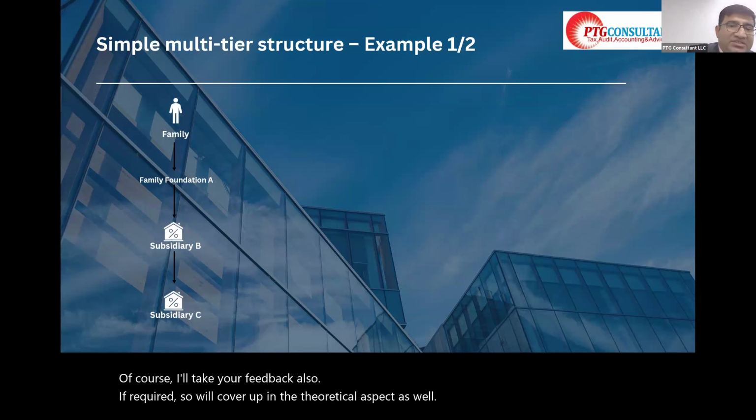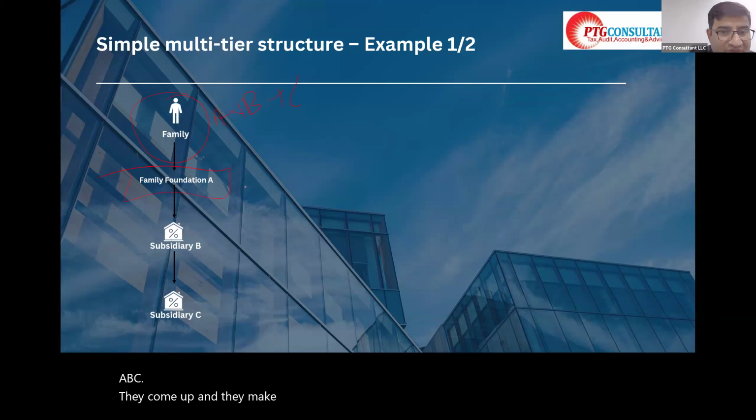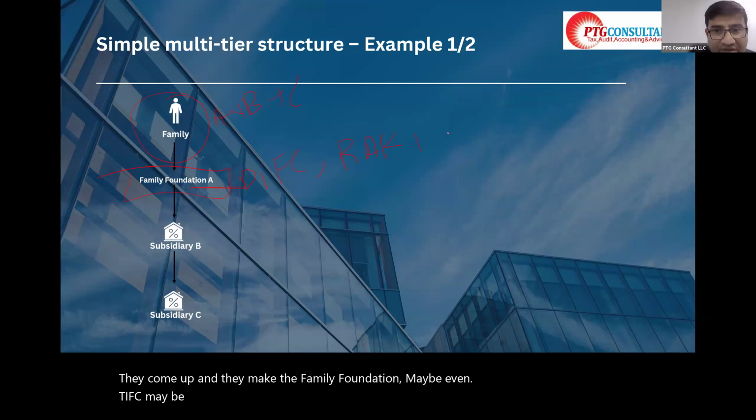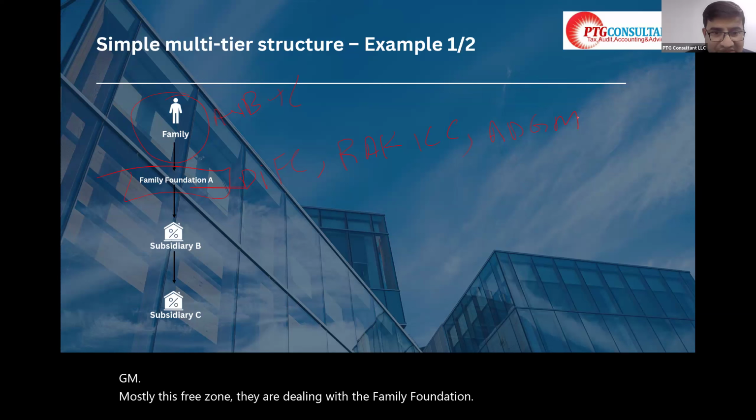In the multiple structure here, the family A, B, C come up and make the family foundation. Maybe it is in DIFC, maybe RAKEZ, ICC, or maybe ADGM. Mostly these free zones are dealing with the family foundation.